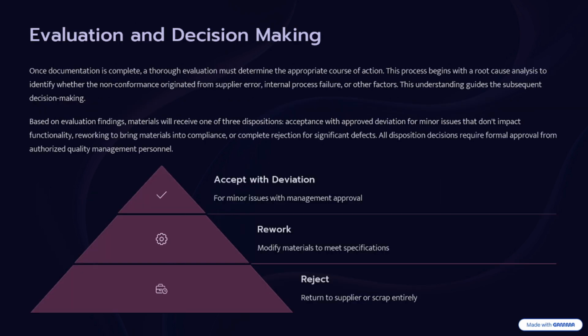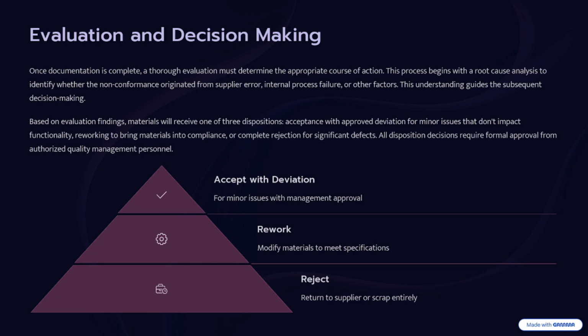Once the files have been created, then you have to do evaluation and decision making. This file should go to your management, your engineer, project engineer, and project manager, whoever is there, as per your project organization. Once documentation is completed, a thorough evaluation must determine the appropriate course of action. This begins with the root cause analysis to identify whether the non-conformance originated from supplier error, internal process failure, or other factor. This understanding guides the subsequent decision making.